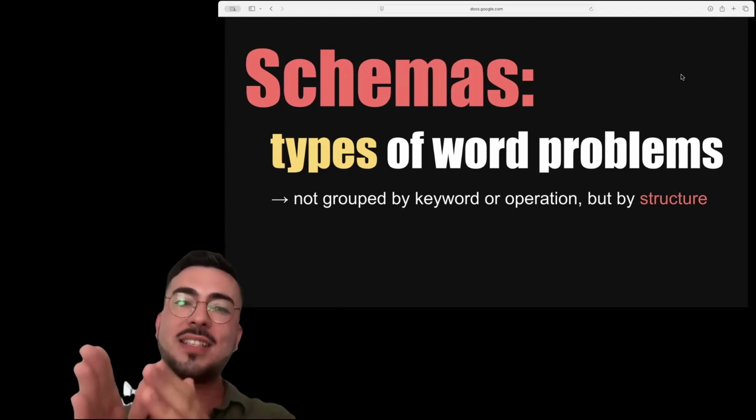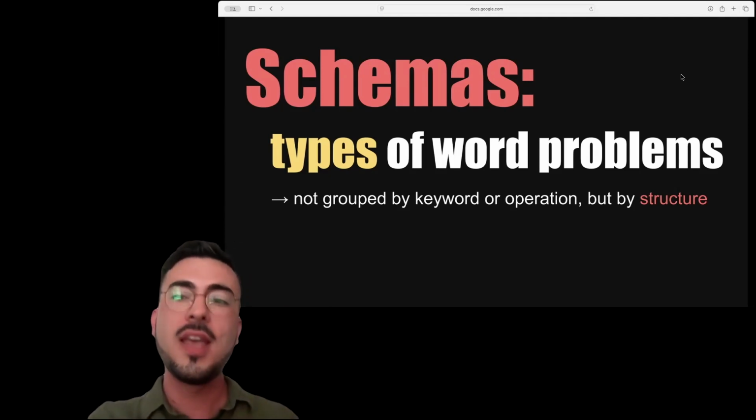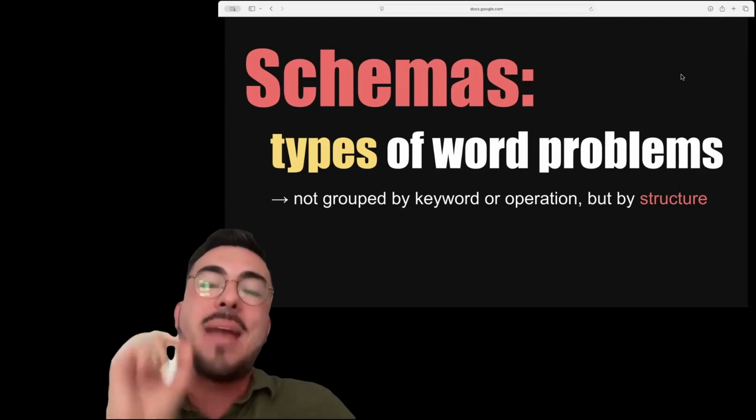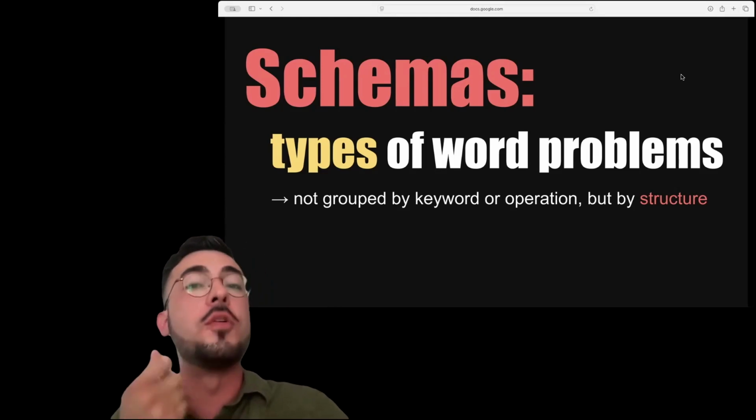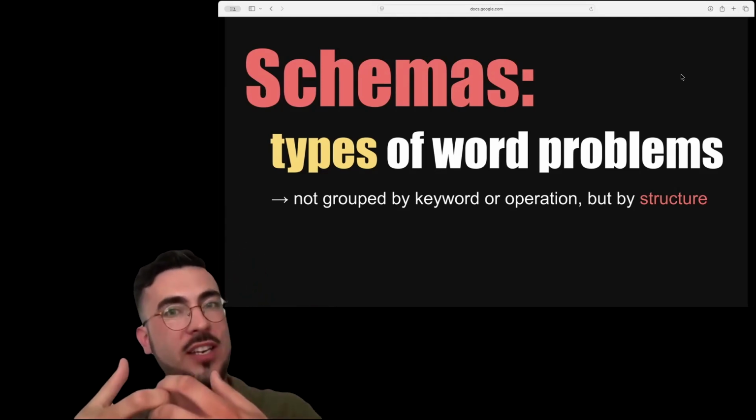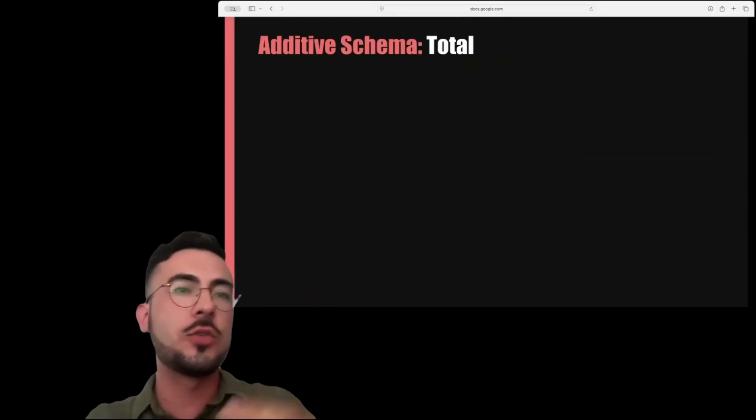No. We are not saying that the type is the operation. Instead, we're looking at the underlying mathematical structure of the problem. We're looking at the actual relationships between the quantities. And here's what that could look like.